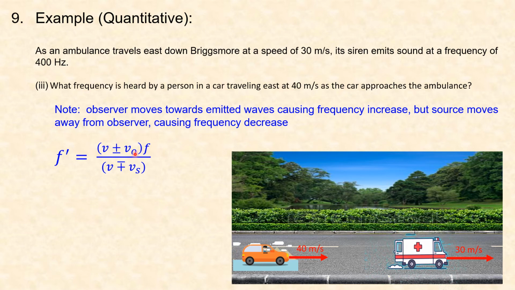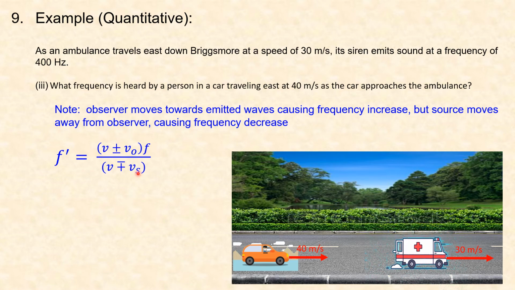When we look at our expression here, this tells us what signs we're going to choose. Like we said, the observer in the car is moving towards the source of the sound, so the motion of the observer towards the sound source should cause an increase in frequency. We will choose the upper sign. But looking at the source of the sound, the ambulance is moving away from the observer, so the motion of the source of sound should cause the frequency to go down.